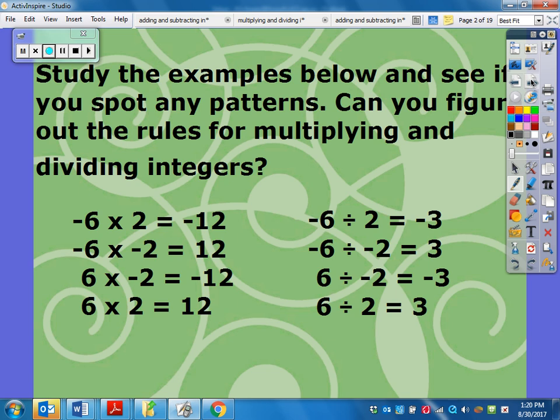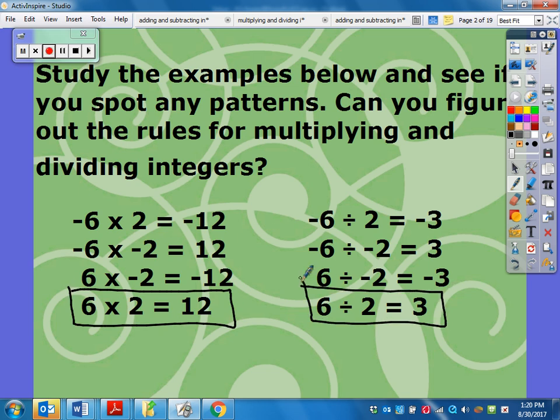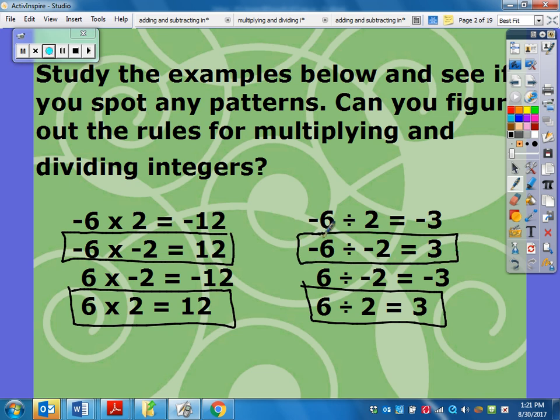The first thing that you might have noticed is the last 2 problems. The answer is positive and all the factors are positive. That's exactly how you've learned your multiplication and division facts. That still stays true. The other thing you may have noticed are the other answers that are positive. Those 2 problems also have positive answers because both of the factors are negative. So when you have 2 negative factors, your answer becomes positive.